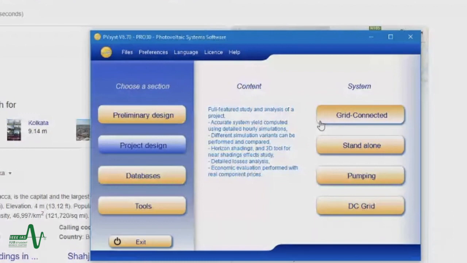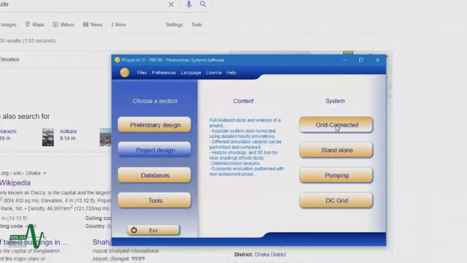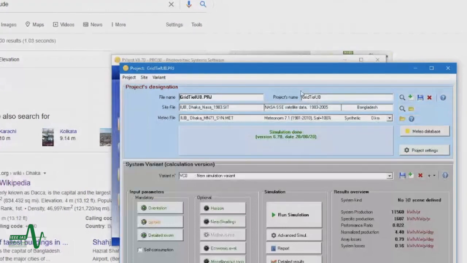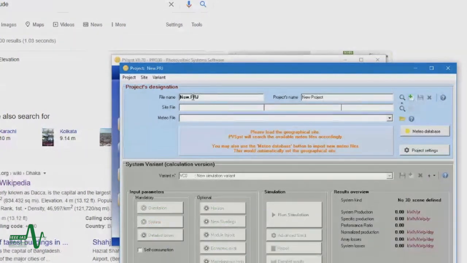Now come to project design. First of all, we will go for the grid connected system or grid tie system. So let's choose it. Okay. We have to choose a new project, and then write down the project name. I'm choosing anything, you can just give it a name. I think IUB. Okay, project name, a new project. Site. So let's choose the site.